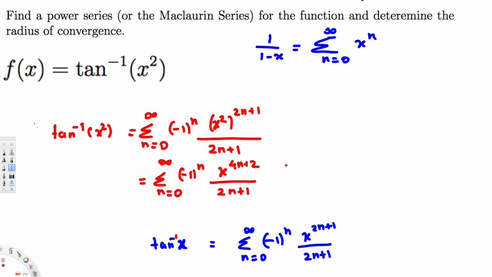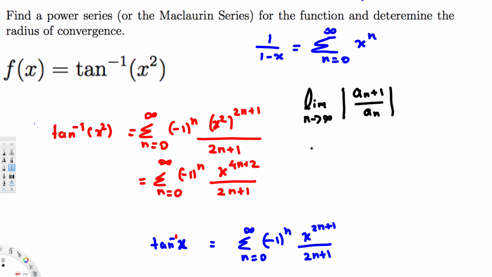Now the second question is asking to determine the radius of convergence. To find the radius of convergence, we take the ratio test. The ratio test is this one: limit as n approaches infinity of the absolute value of a n plus 1 over a n. So a n plus 1 is basically wherever we have n, you have to add 1 to that, right? Here we don't have to take this negative one, because in the absolute value it's going to cancel anyway; the absolute value is always going to be positive, so we don't need this one.